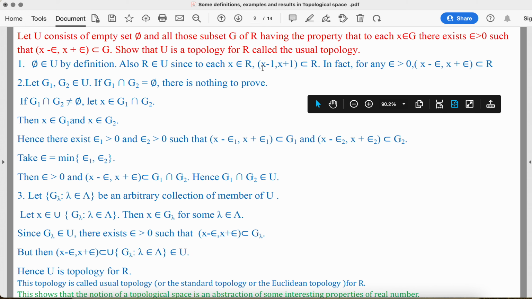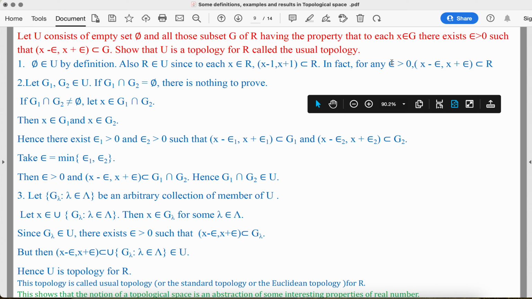Or we can generalize it. It actually means if 3 belongs to R, then the open interval 3 to 4 belongs to R, and then 3 minus 1 is 2 and 4 plus 1 is 5, so 2 to 5 is also a subset of R. So in general, for every epsilon greater than 0, if x belongs to R, then x minus epsilon to x plus epsilon is also a subset of R. If x belongs to R, then the open interval x minus 1 to x plus 1 is a subset of R. It means if 5 belongs to R, then 5 minus 1 is 4, 5 plus 1 is 6, and the open interval 4 to 6 is a subset of R.